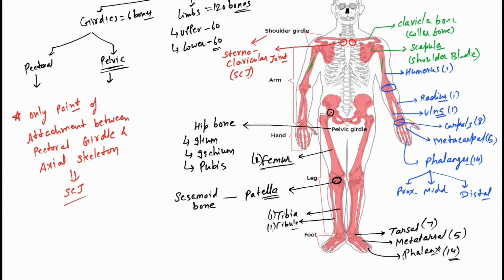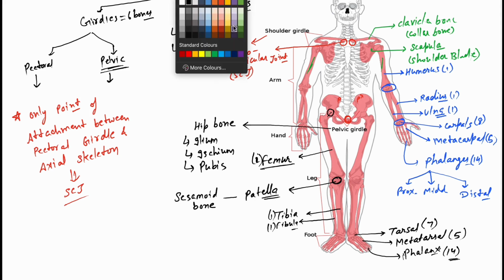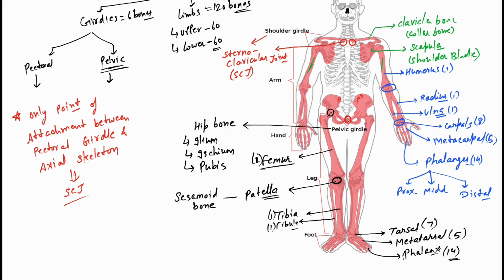Then we talk about the pelvic girdle. The pelvic girdle, as I told, is formed by the hip bones. You can see that posteriorly they do not attach to each other, but anteriorly they fuse to each other and form the pubic symphysis. So here they are fusing and forming the pubic symphysis. Pubic symphysis.